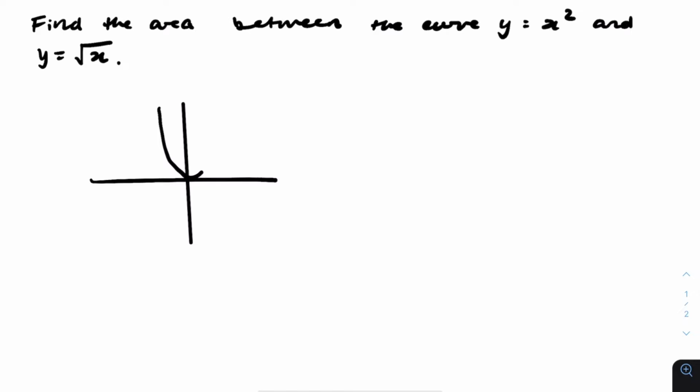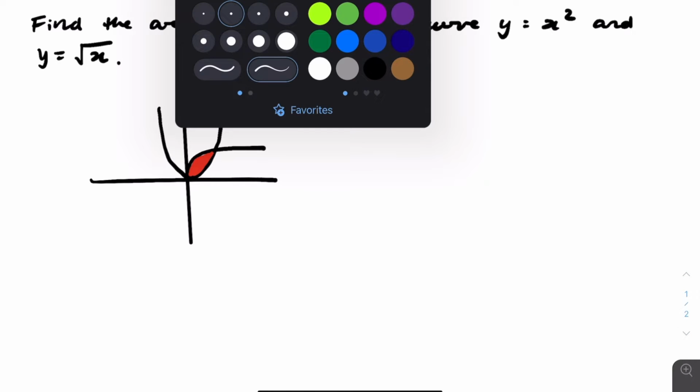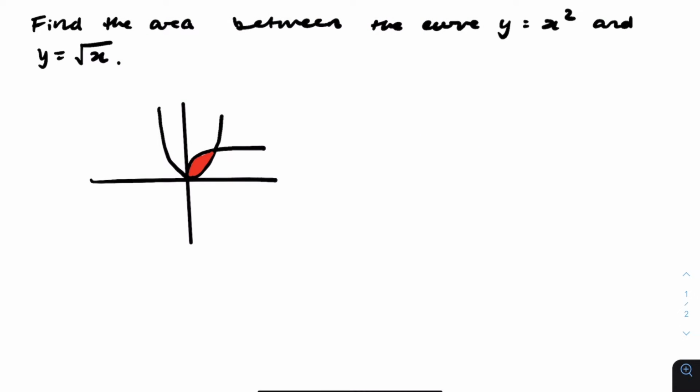So y equals x squared looks something like that, while y equals root x looks like that. And from our diagram, it's pretty clear that the area they want us to find is over here. So now the question becomes, how do we do that? Well, we can do it through integration.